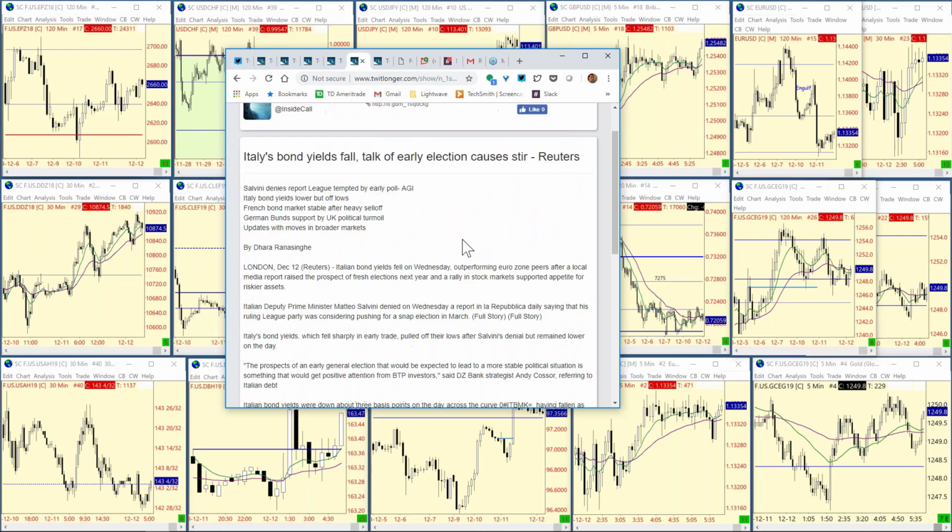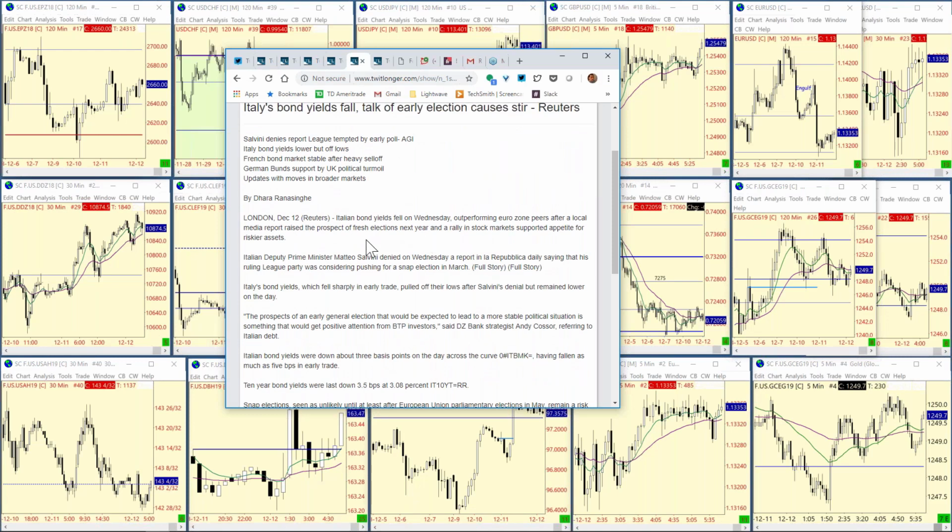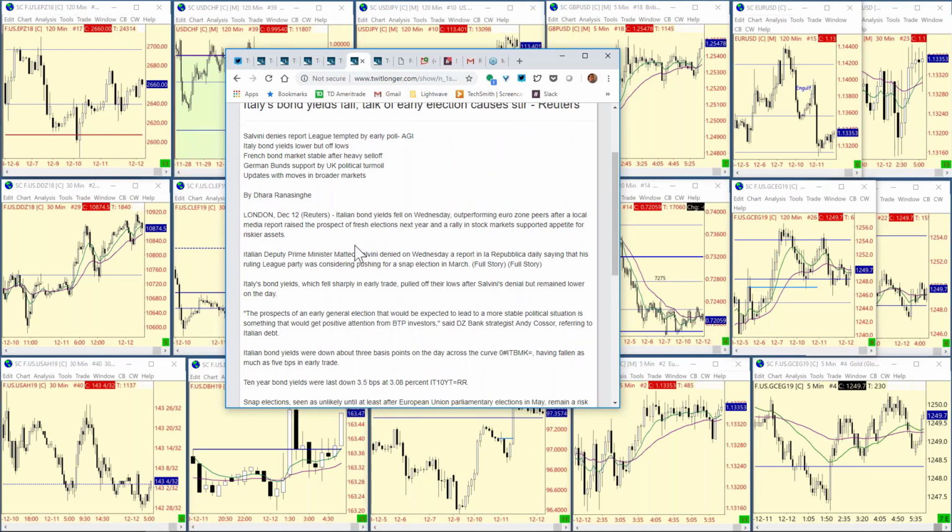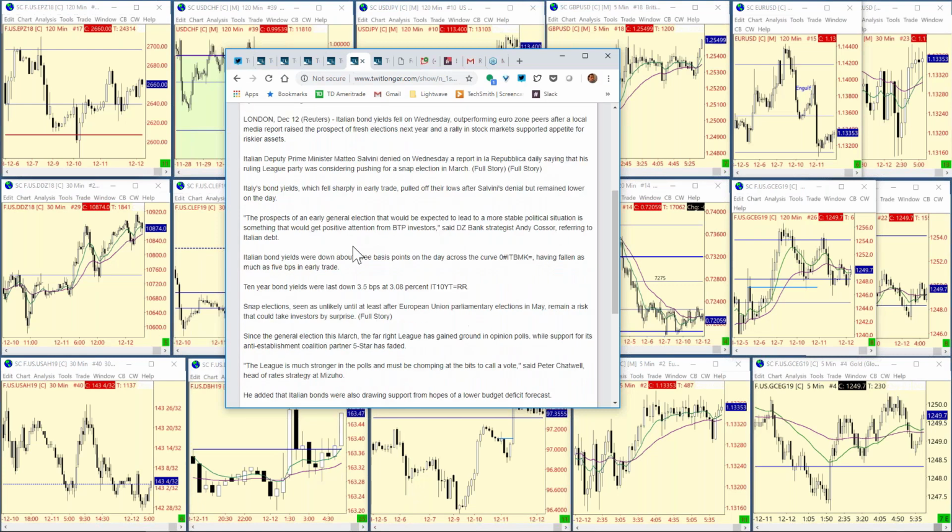And rounding out, we'll finish with Italy and gold. Italy bond yields fell on Wednesday, outperforming the Eurozone peers after a local media report raised the prospect of fresh elections next year, and a rally in stock markets supported the appetite for the riskier assets. Italian Deputy Prime Minister Matteo Salvini denied on Wednesday a report in La Repubblica daily that his ruling League party was considering pushing for a snap election.